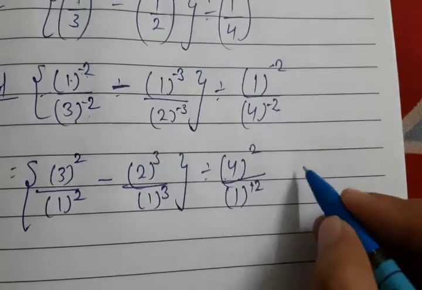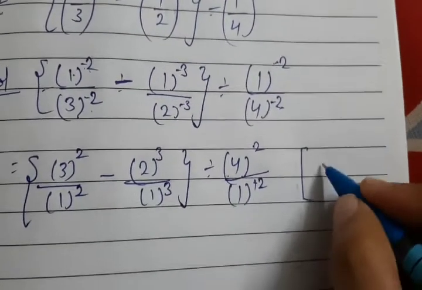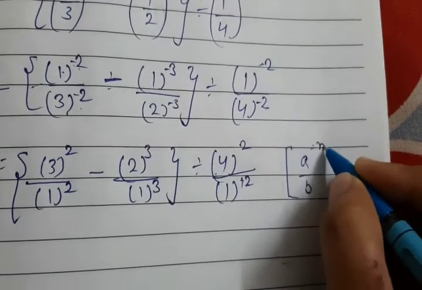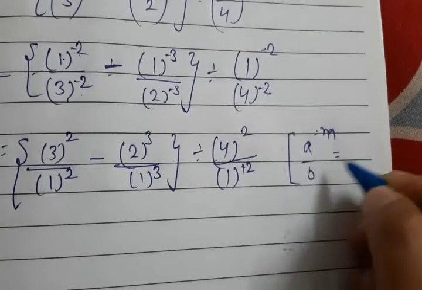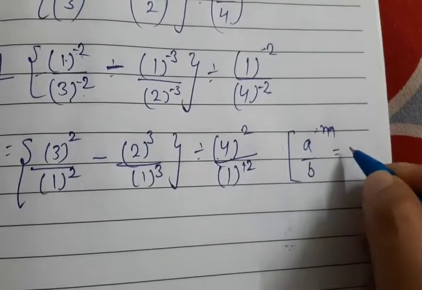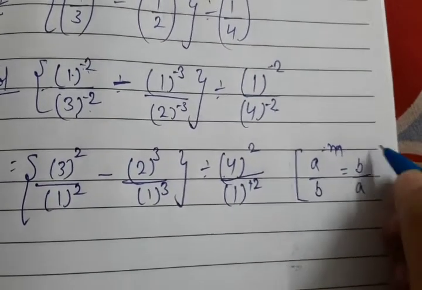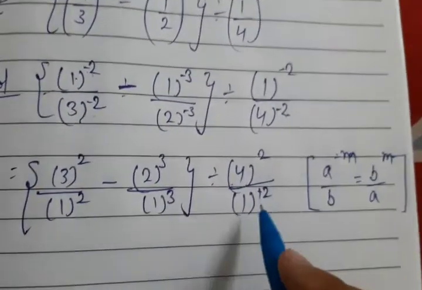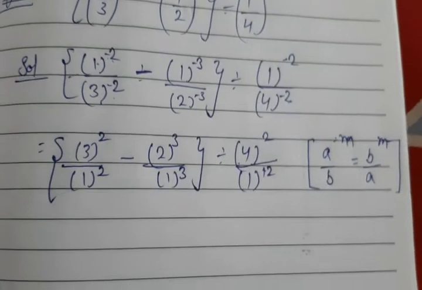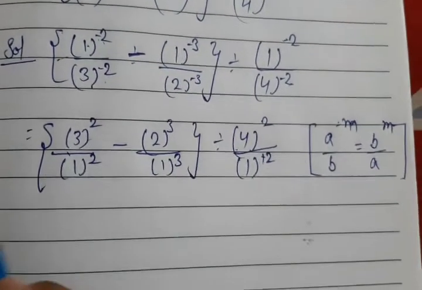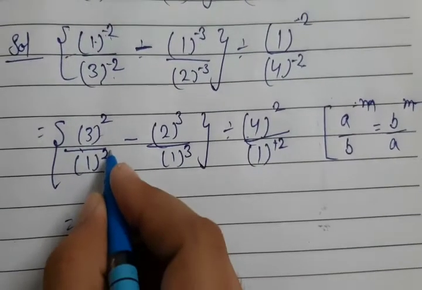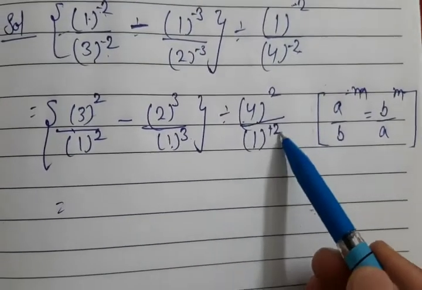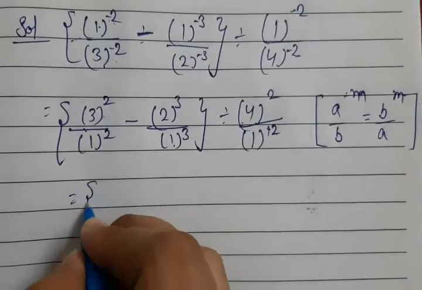In general, what we say is, if we are given a by b raised to a negative power m, then how do we make it positive? Reciprocate it, b by a raised to power m. Simple logic we will use here. Understand? Now what we will do? Expand these, that means open these terms. 1 raised to power 2 is always 1. 1 raised to power 3 is always 1. Similarly, 1 raised to power 2 is always 1.